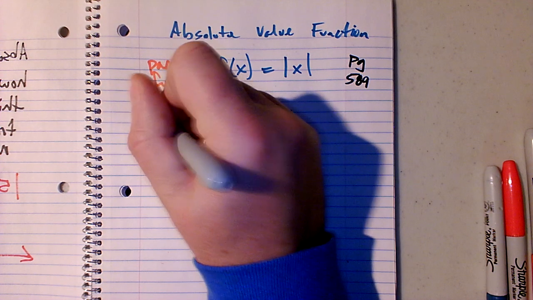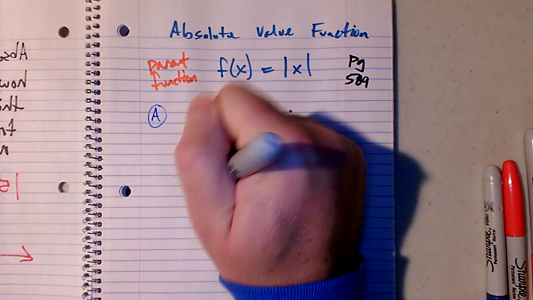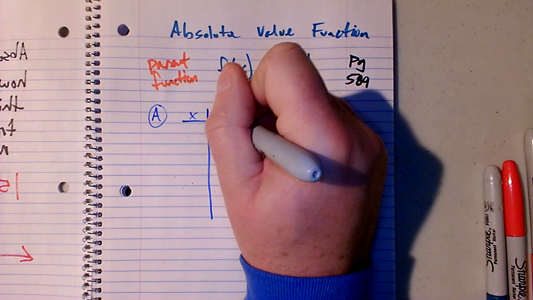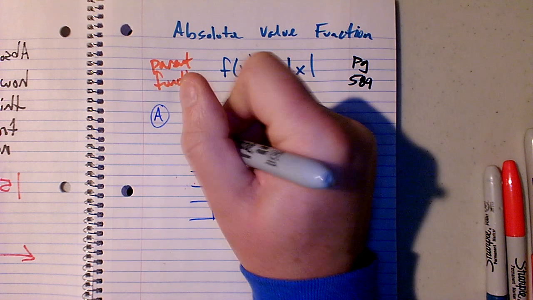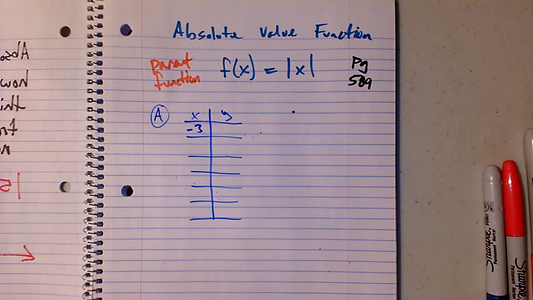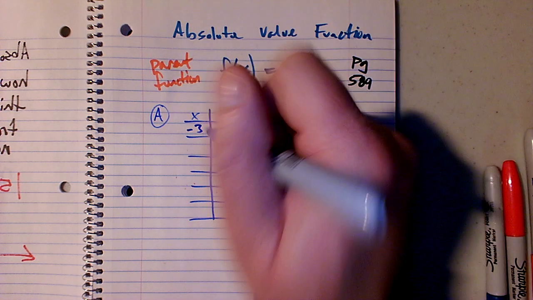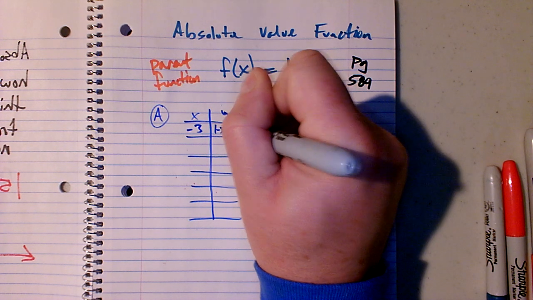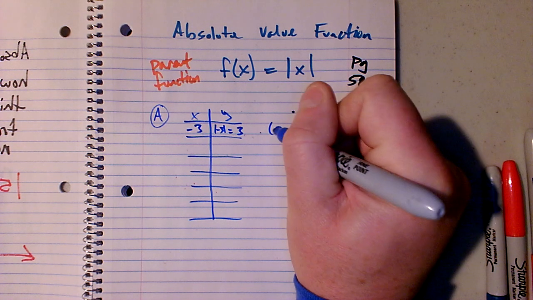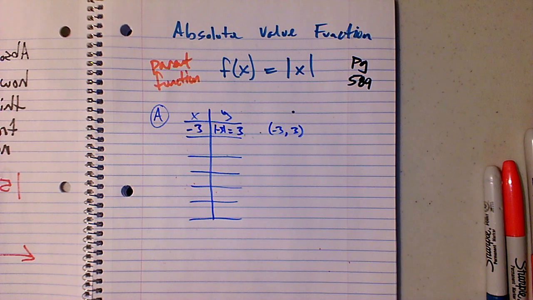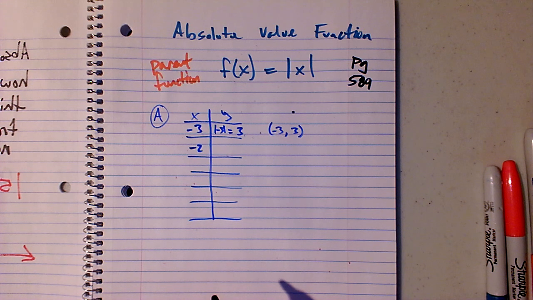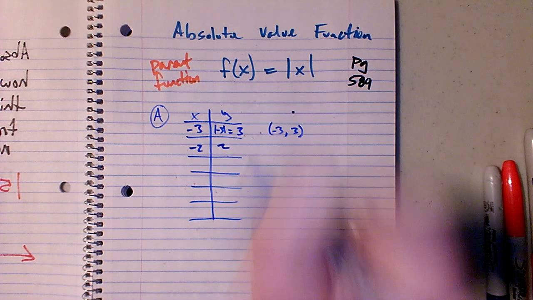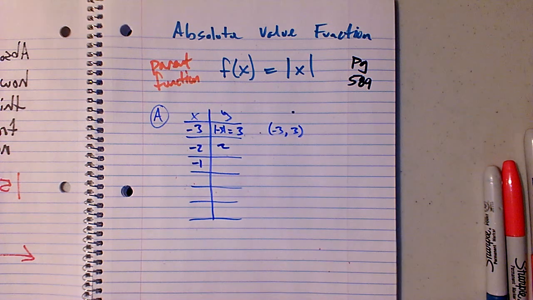All right, part A on 589 has us fill in a table of values. For this function, if x is negative 3, then if your input's negative 3, your output's going to be the absolute value of negative 3, or 3. So on your graph, you're going to have a point at negative 3, 3. If x is negative 2 as your input, then when you take the absolute value of negative 2, you get positive 2. When x is negative 1, you take the absolute value.